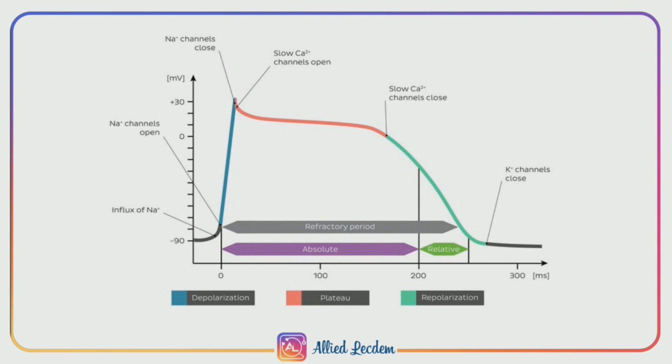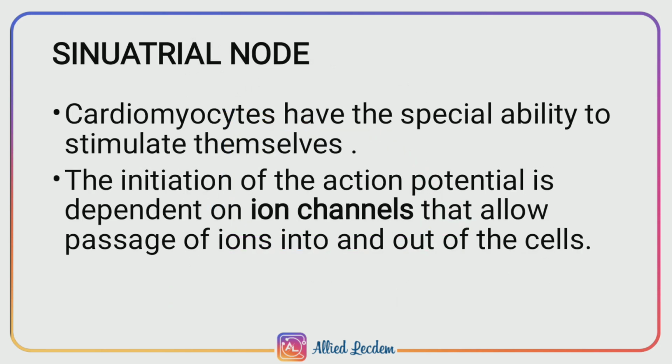And phase 4 is a relative potential period where there is high potassium permeability. The refractory period is referred to as that, where a second action potential cannot be initiated; that is an inactive period.